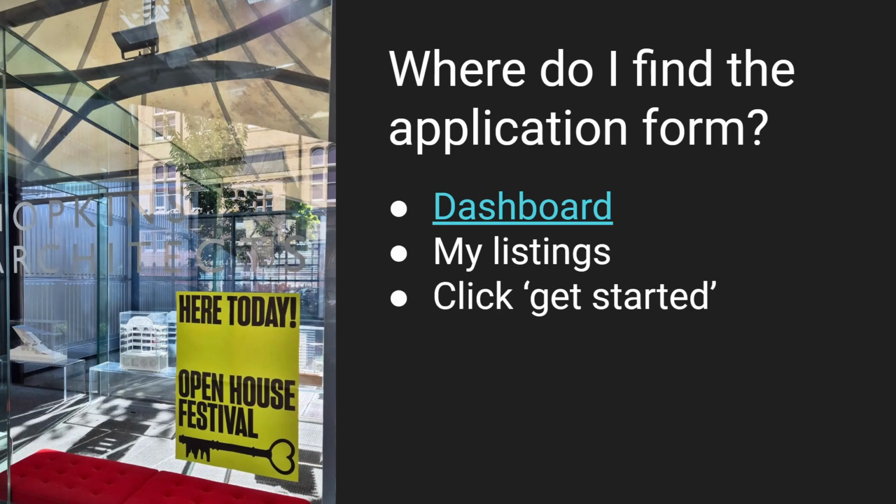Okay, where do I find the application form? So you log into your dashboard. I've got a link there on the slide. You find My Listings. As soon as you log in, you'll see in the middle of the page there's My Listings, and there's a list there of all the buildings that you're responsible for. In lots of cases, you'll only be responsible for one building or event, but some people are responsible for several, or even a lot. And you'll find all of them laid out individually there. Under each building or event, there'll be a button that says Get Started, and you need to click that to start the application form.